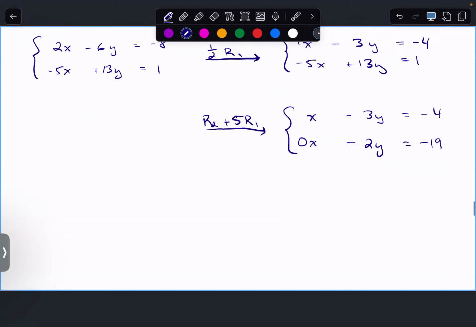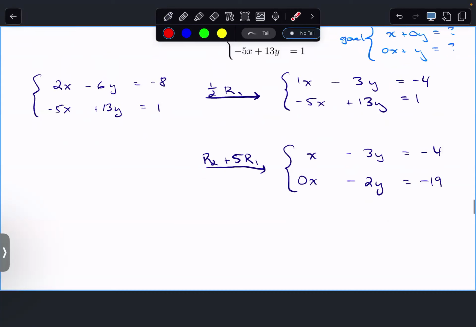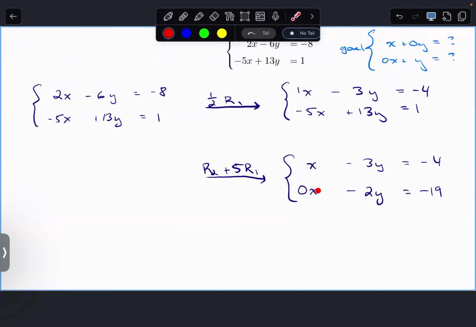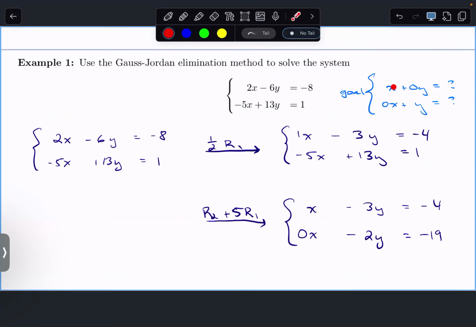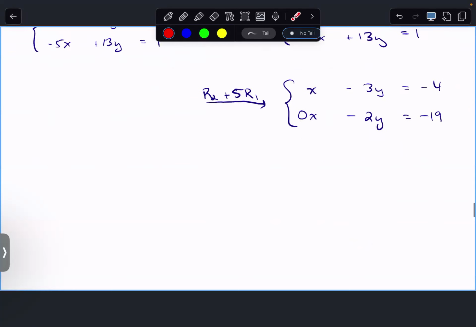Then what's my next move? Now this, I don't even have to write anymore, really, right? I am gonna keep the 0x, but now I'm gonna turn my attention to this little guy, right? Because my goal was to have something just x plus 0 is equal to something and 0 plus y is equal to something. So I need to turn this coefficient into 1. How am I going to do that? I'm going to divide by -1/2. Sorry, multiply by -1/2.